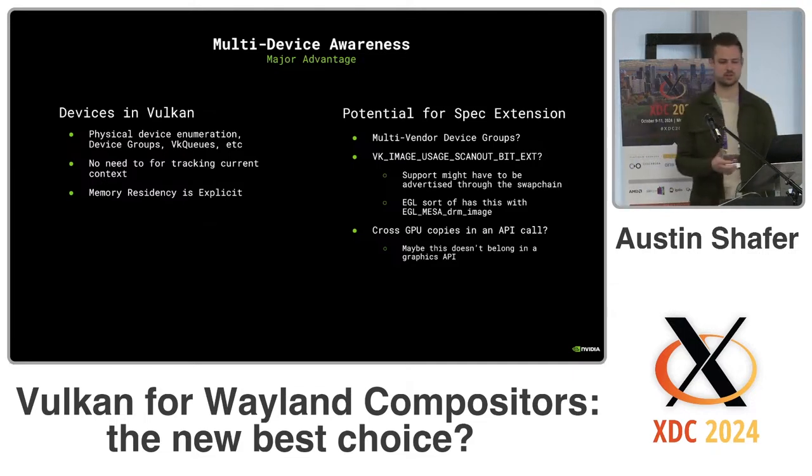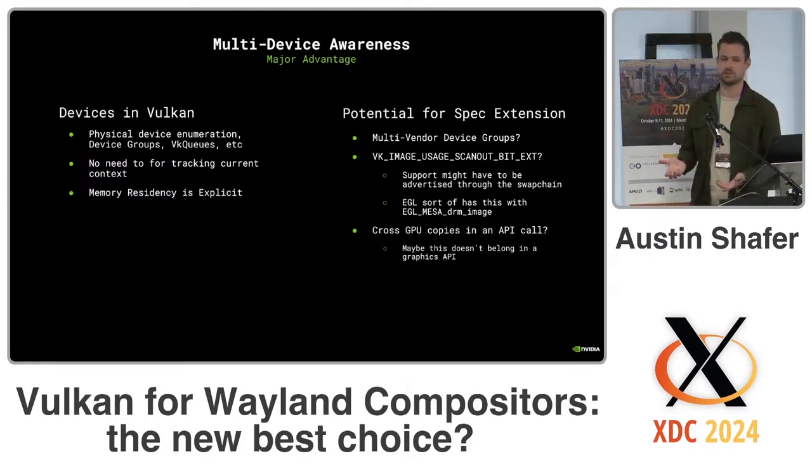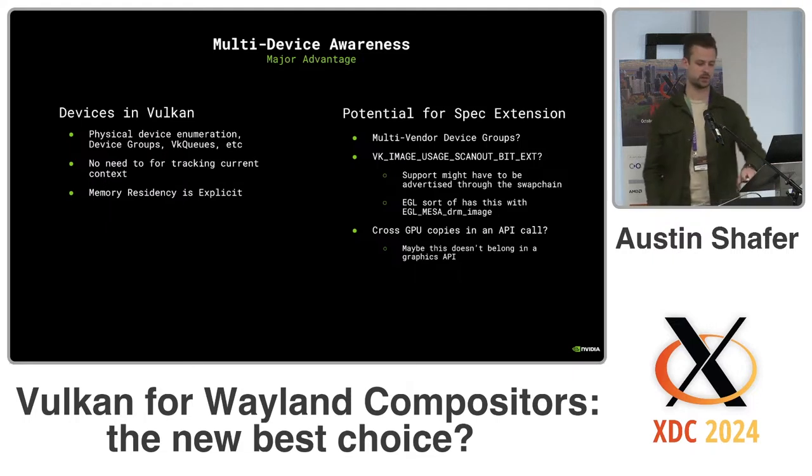And lastly, cross-GPU copies in one API call, essentially a VKCMD copy image with 2 VK devices and 2 VK images. I'm not personally convinced that this exists or should exist in a graphics API. I think it's something that the app could control, but you know, these are the types of things we get to ask ourselves, and we have the possibility of exploring because of how Vulkan is.